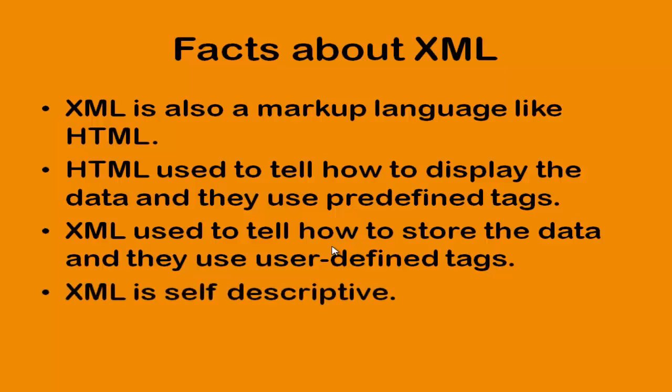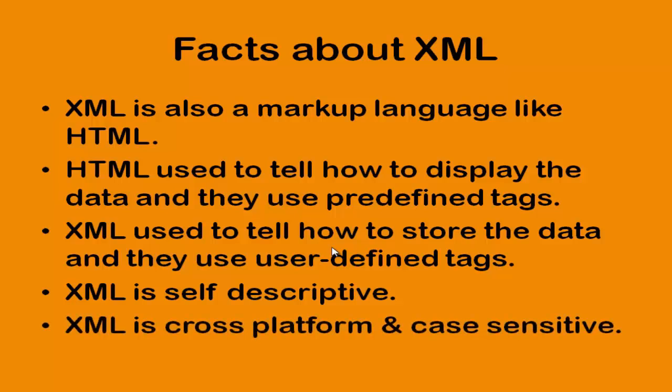XML is self-descriptive. It means that, as I said earlier, by using XML, you can create your own tags and your own attributes, which you can use in your program. So it describes itself. That is the reason XML is known as a self-descriptive language.